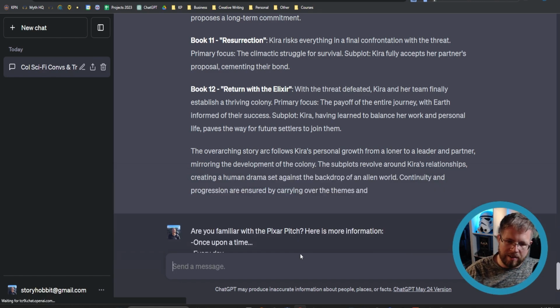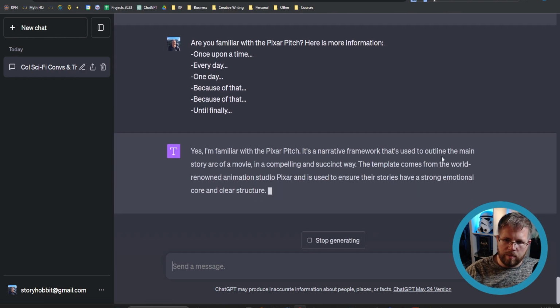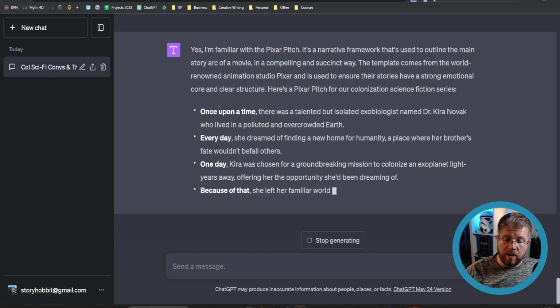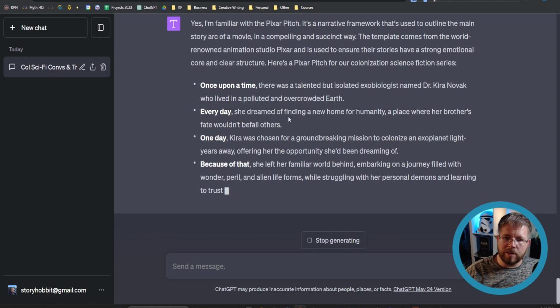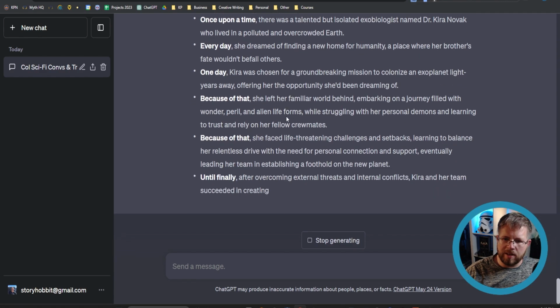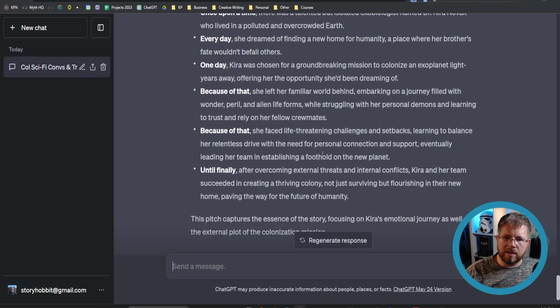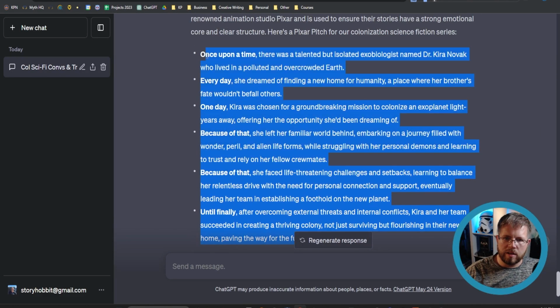And I'm just going to ask it if it knows what that is. Yep, it's a narrative framework. Oh, and it's actually giving us the Pixar pitch of our story. I didn't even ask it to do that. That's nice. Okay, so it's done this on all 12 books.